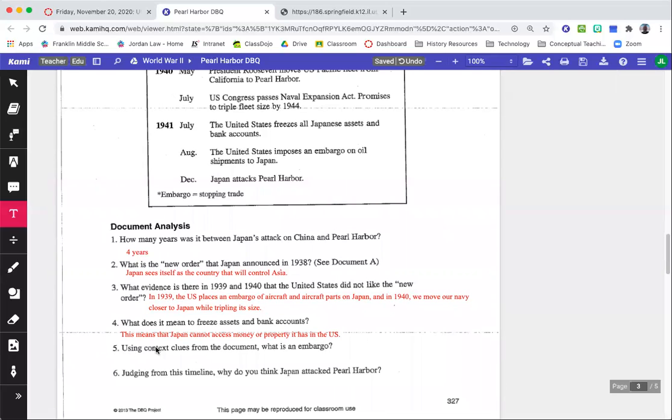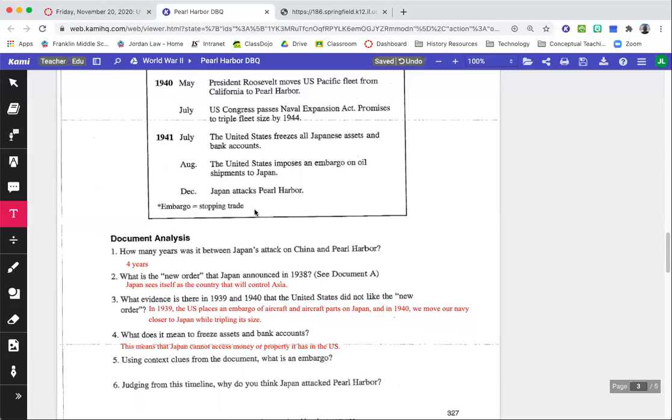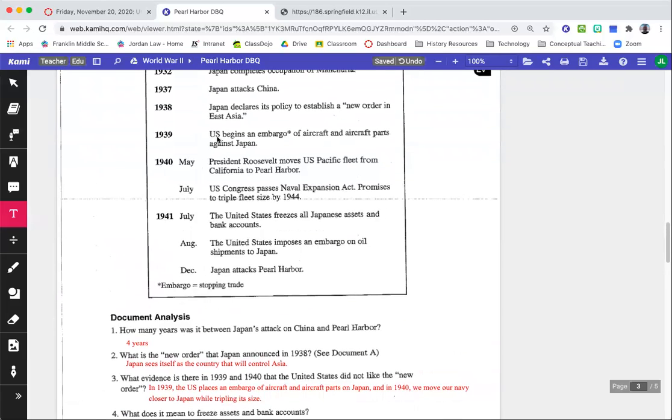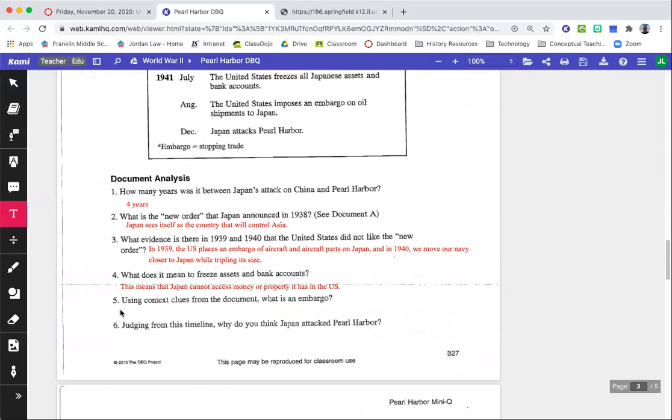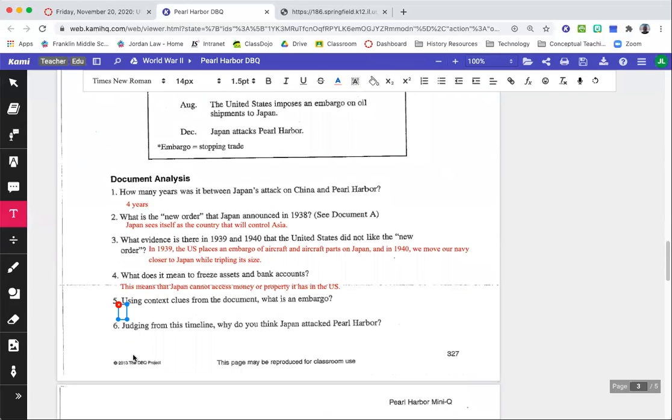Number 5 says, from the context clues, what is an embargo? Well, they actually give us the definition of an embargo here. All right, and we see a couple different embargoes, one on aircraft parts and aircraft in general, and then another one on oil. So an embargo is when we stop trading certain goods, right? When we stop trading certain goods to certain places. All right, in this case, again, it was aircraft parts, oil, and to Japan.